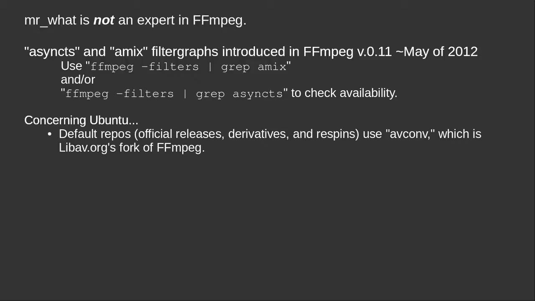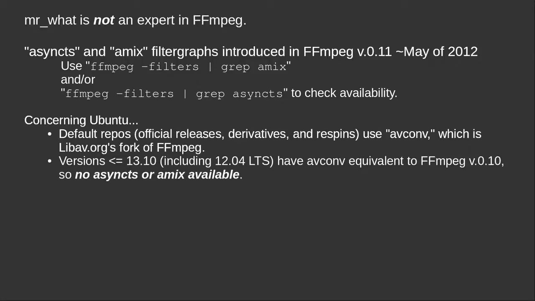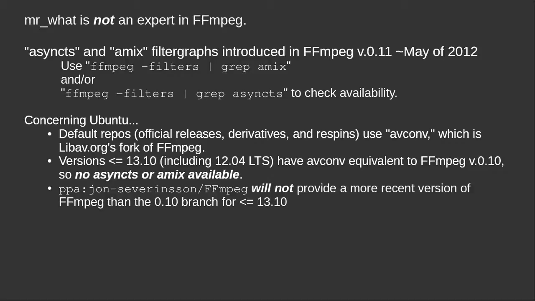Your mileage is definitely going to vary on this. Now, versions of Ubuntu that are less than or equal to 13.10, that includes the 12.04 long-term support release, have a version of avconv that is feature equivalent to FFmpeg 0.10. And that means that the asyncts and amix filter graphs are not available in that build. And that is very important to note.